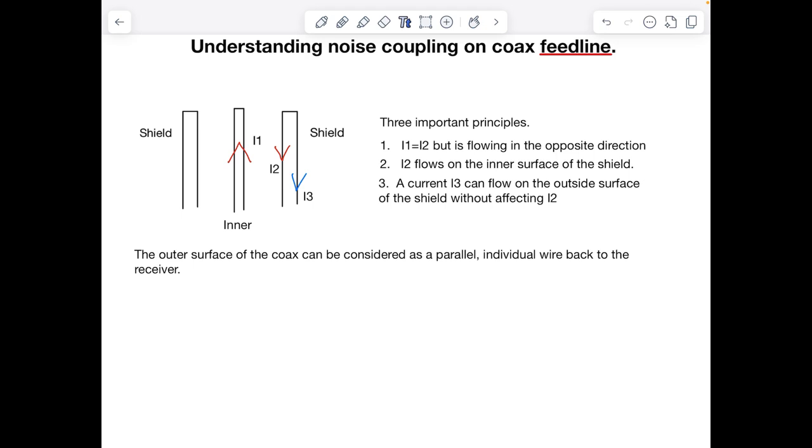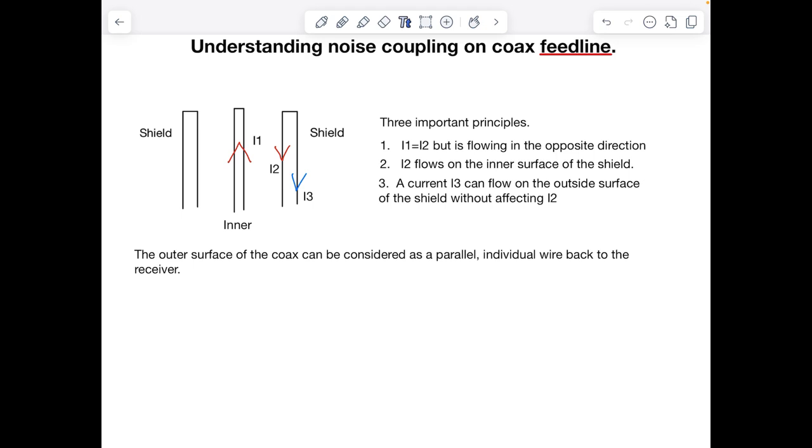So first of all, I'd just like to go over a couple of points regarding coax cable. There are three principles really that I want to talk about. The first one is that there can actually be three currents on a coax cable. Current flowing up the inner core is always balanced by an equal but opposite current flowing on the inside surface of the shield.